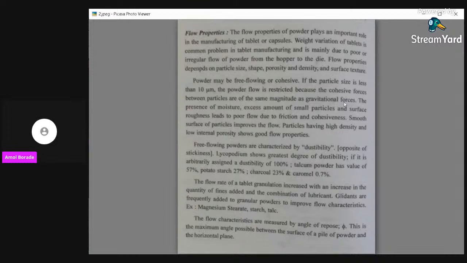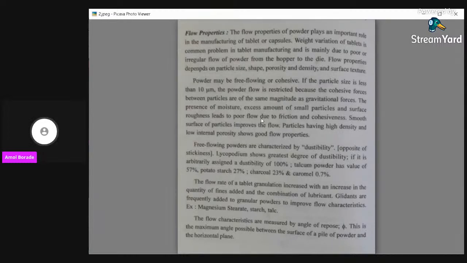So what we want is that the powder should not be too fine in size, or too much toward the coarser side. So we want an optimum powder. Another factor contributing to flowability is the presence of moisture. Moisture can be determined by IR or some other instruments. Excess small particles and surface roughness lead to poor flow. So all these factors influence the flow property.